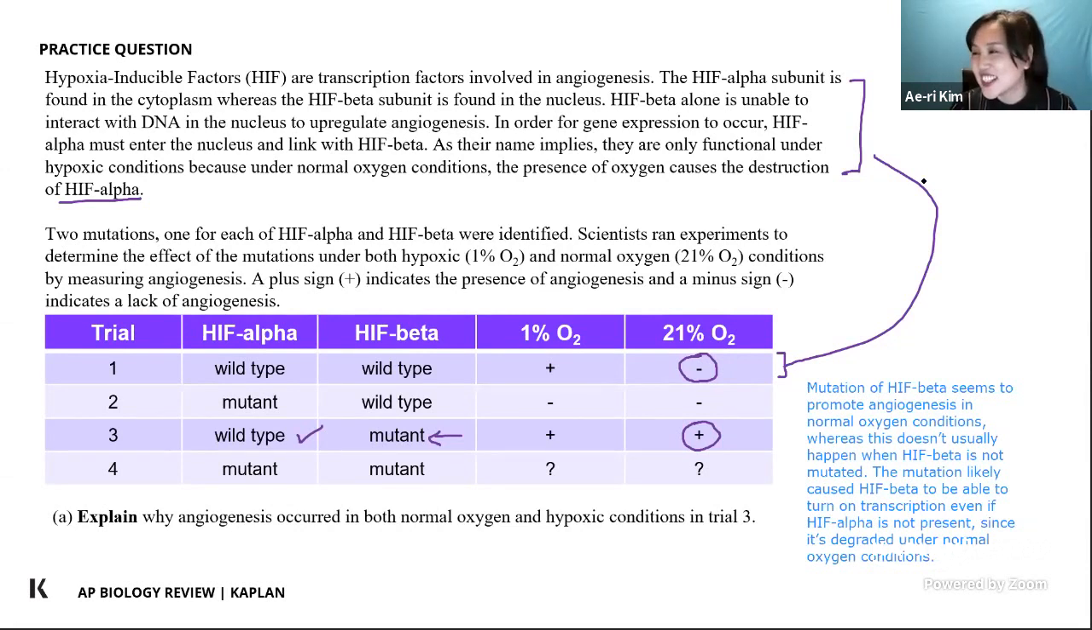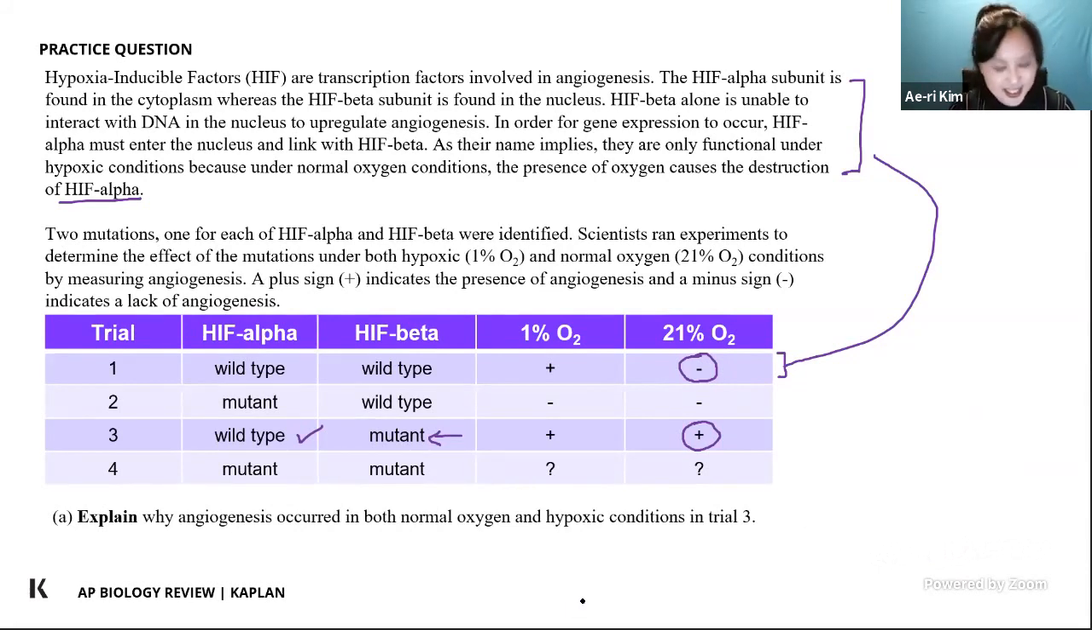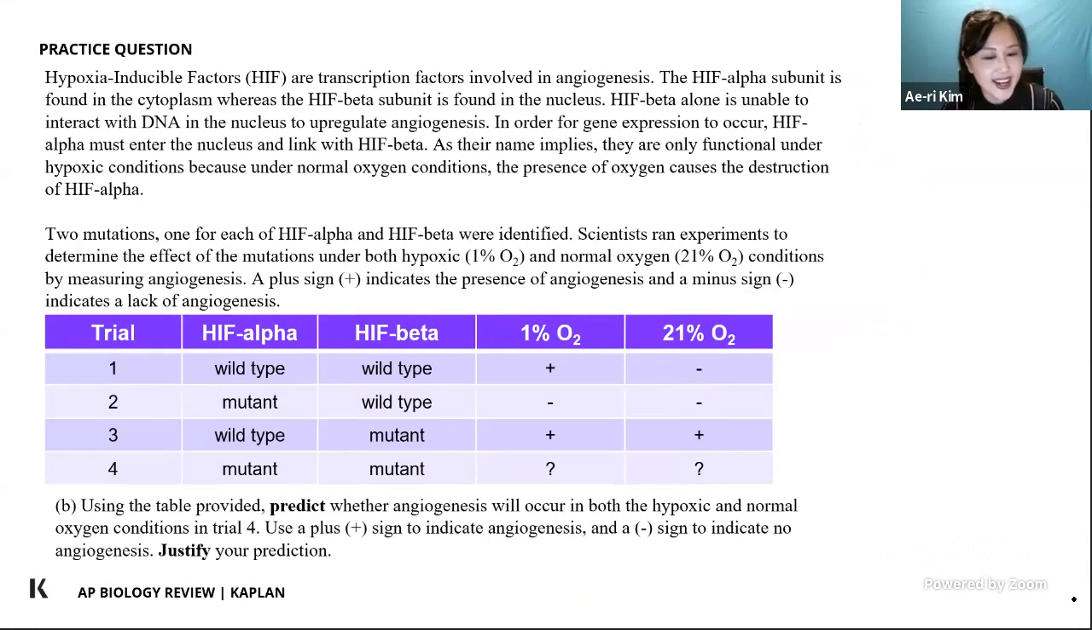Okay, so let's take a look at the second part of this. And notice there's some question marks in here. So you need to do a prediction of whether or not you get angiogenesis, and then you want to justify it. I will say that our explanation for part A will help a lot with this next answer. So I'm going to give you a minute and a half for this next one.